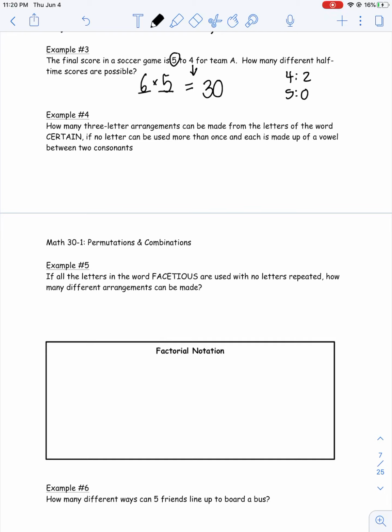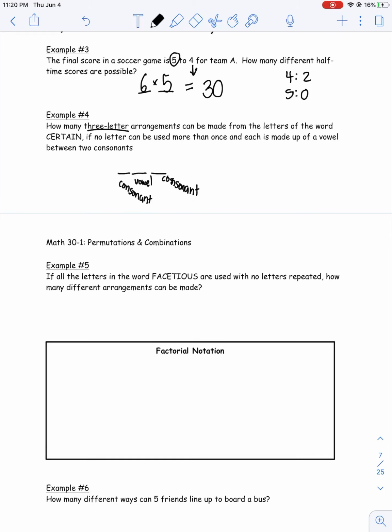Example number 4. How many different 3-letter arrangements can be made from the letters of the word certain? So we have 3 spots to represent a 3-letter arrangement, if no letter can be used more than once, and each is made up of a vowel between 2 consonants. So we know that the middle is a vowel, and then the first spot is a consonant, and the last spot is a consonant.